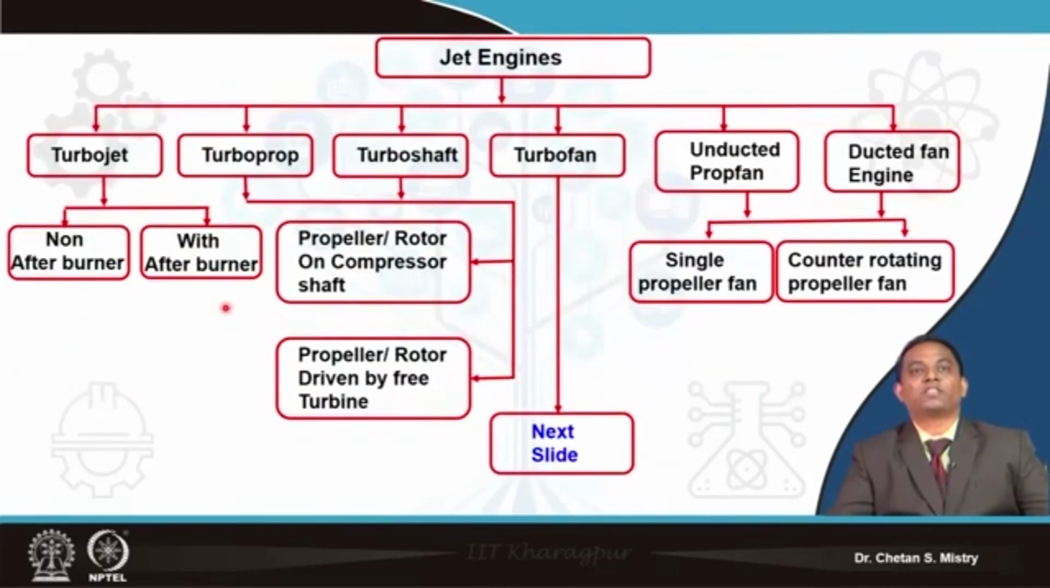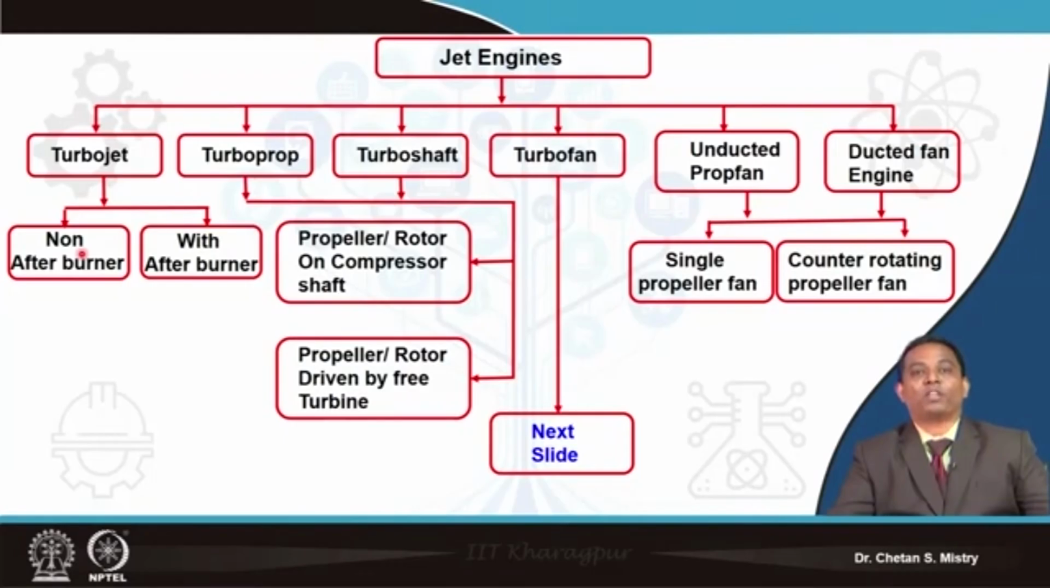Now these gas turbine engines are further classified as turbojet engine, turboprop engine, turboshaft engine, turbofan engine, unducted propeller fan and ducted propeller fan. Turbojet engines are further classified as with afterburning and without afterburning, and they have special applications. These engines for aero application are used for two different purposes: one for commercial airlines, and second for military application.